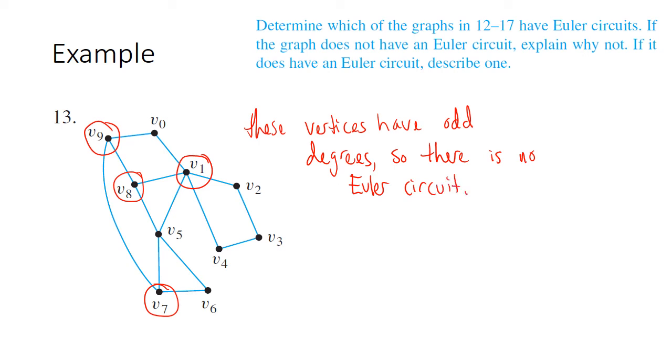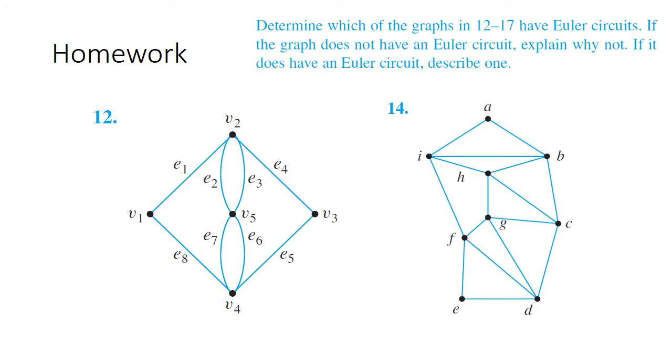Okay. So here are a couple of homework problems for you. So look at these, see if all the vertices have an odd degree, if any of them have an odd degree, or if they all have an even degree. And if they all have an even degree, then you can try to find an Euler circuit. So go ahead and give this a try, and then check your answers in the back of the book.